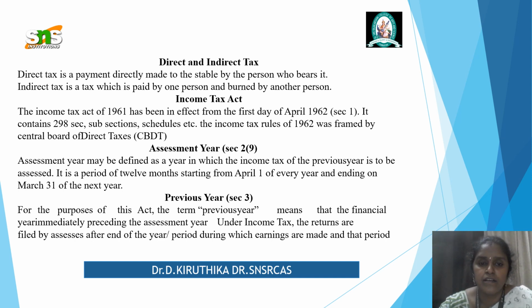The Income Tax Act was passed in the year 1961 with effect from the first day of April 1962 under section 1, and it contains 298 sections, subsections as well as schedules. The Income Tax Rules of 1962 were framed by the Central Board of Direct Taxes, in short CBDT.